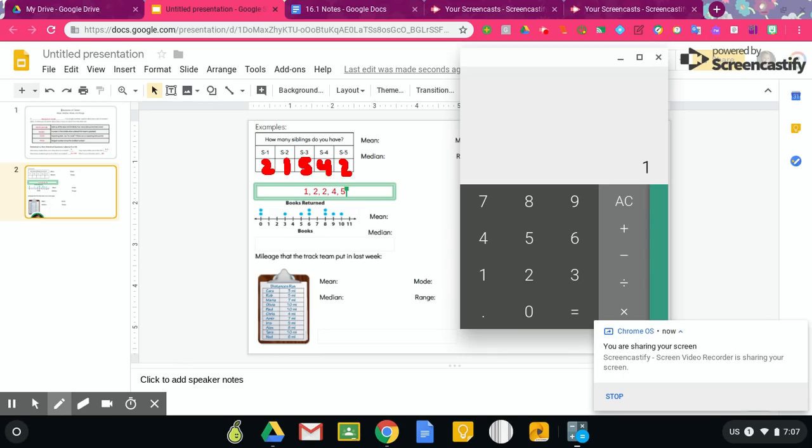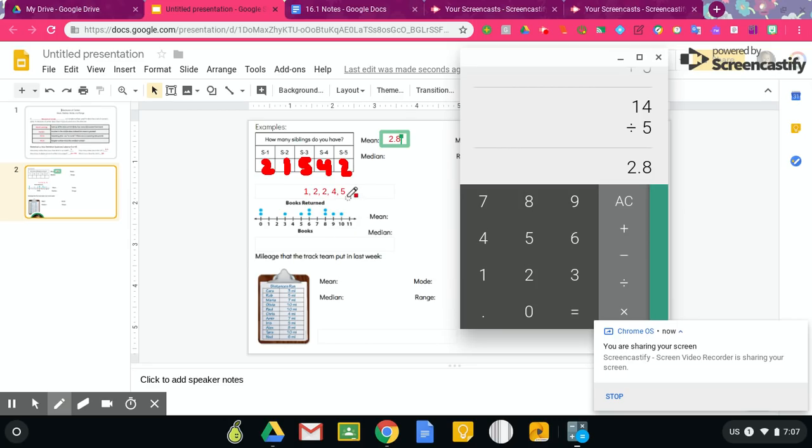So 1 plus 2 plus 2 plus 4 plus 5. I probably didn't need a calculator for this. So we're at 14, and then we're going to divide it by 5 because that's how many kids there were. So your mean, your average, is going to be 2.8.